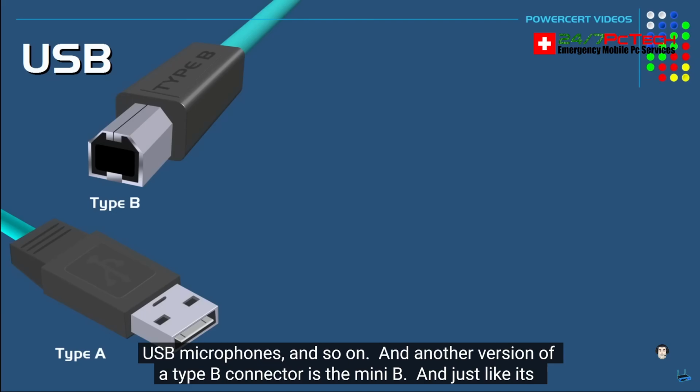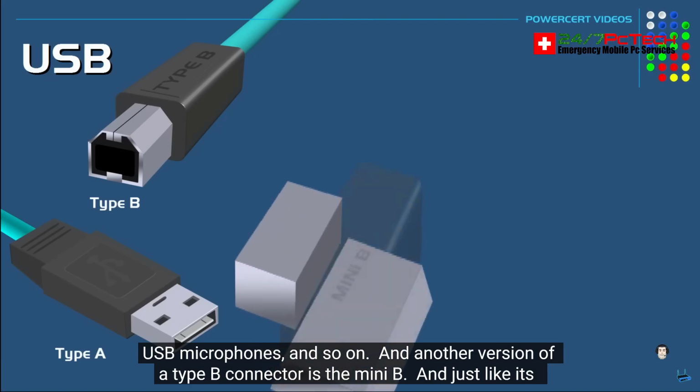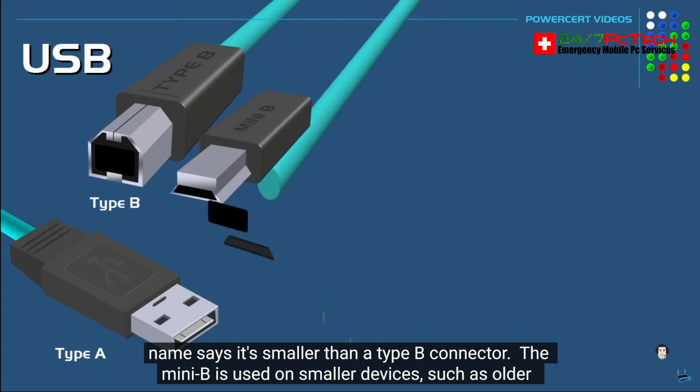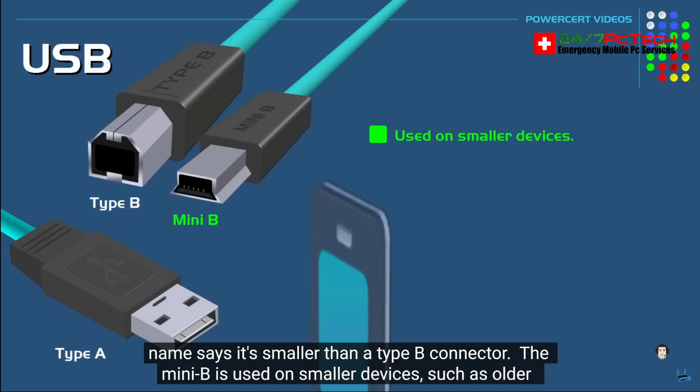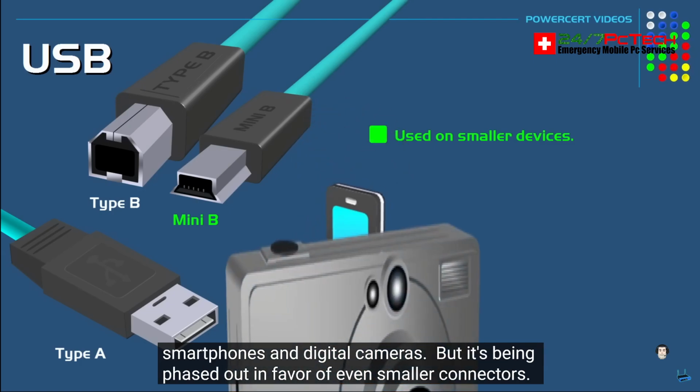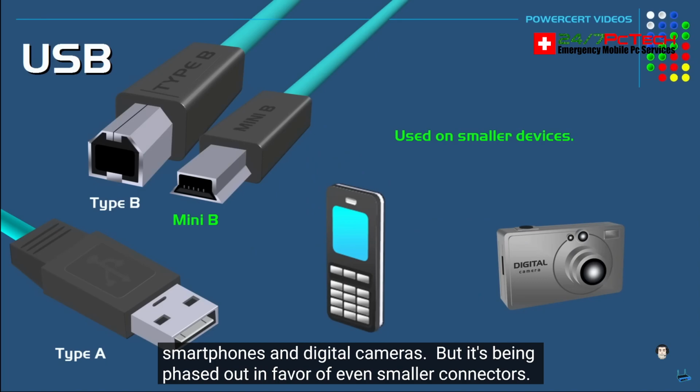And another version of a Type B connector is the Mini B. And just like its name says, it's smaller than a Type B connector. The Mini B is used on smaller devices, such as older smartphones and digital cameras, but it's being phased out in favor of even smaller connectors.